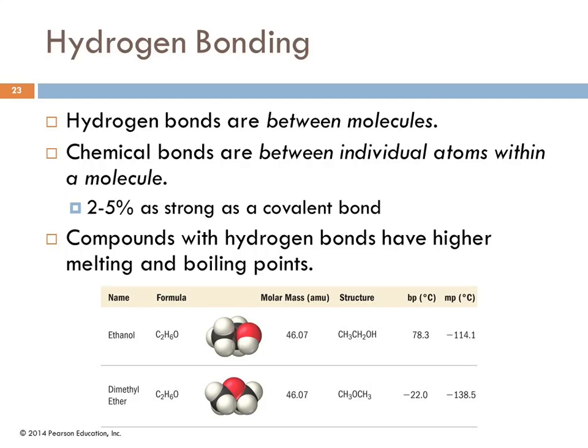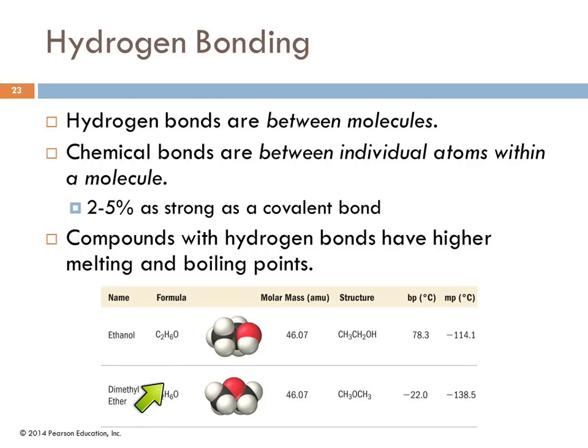Hydrogen bonds are between molecules, chemical bonds are between atoms within a single molecule. The hydrogen bonds are 2 to 5% as strong as a covalent bond. So they're much, much weaker. I mean, they're the Superman of the intermolecular forces, but they're still very weak compared to actual covalent bonds.